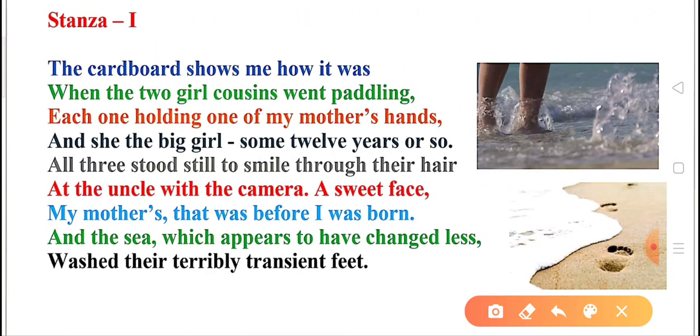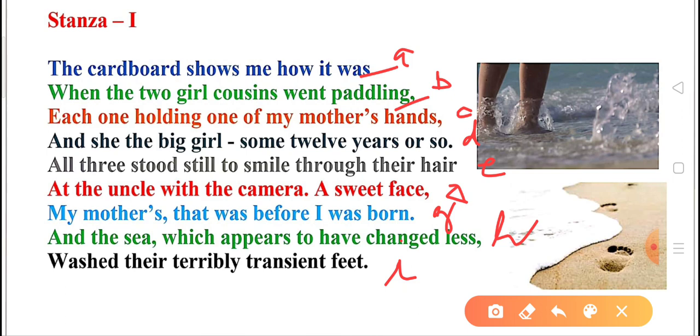So now we'll see stanza 1, and to begin with we'll see the rhyme scheme of the poem. We find the line endings: was, then paddling, new sound. Let's give alphabetic letters to each sound. Hands, new sound. Here, new sound. Face, new sound. Born, new sound. Less, again new sound. And feet, new sound. It means all the lines end in a new sound, thus creating no sound pattern.